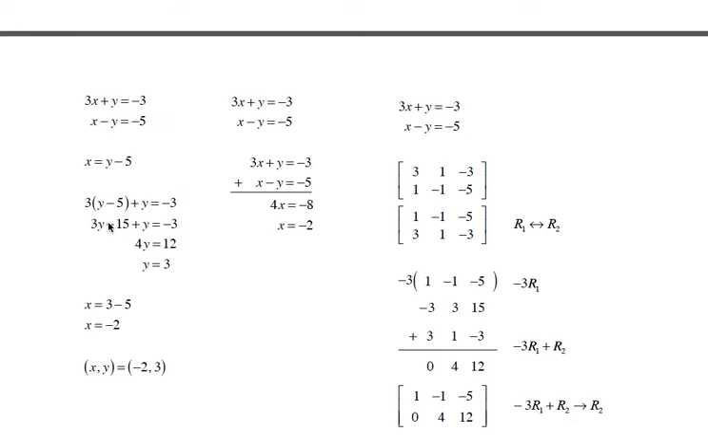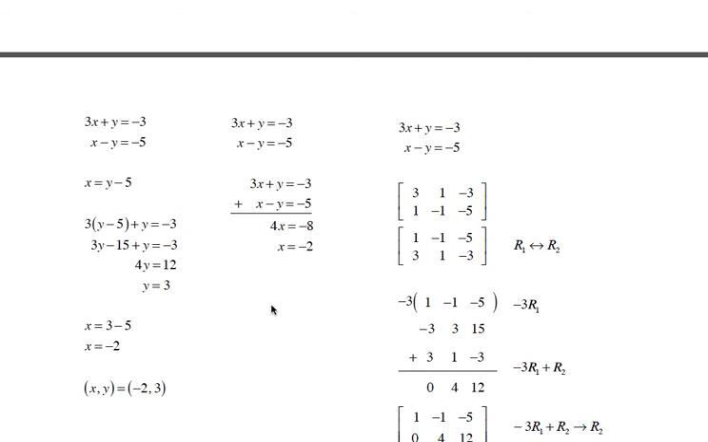I collect my like terms, so I have 3y plus y is 4y, and I add 15 to both sides of the equation, and so that's 15 plus negative 3 is positive 12. So I have 4y is equal to 12. I divide both sides by 4, and I have y is equal to 3. So I then substitute that 3 into this equation, because that's the simplest equation I can substitute it into to solve for x. And so y equals 3 here. 3 minus 5 is negative 2, and so x is equal to negative 2. So we can see that the solution to the system is x equals -2, y equals 3.